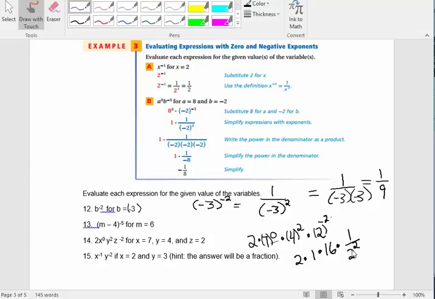All right, let's simplify what we would have in the top. 2 times 1 times 16 would be 32 times 1/4. And 32 times 1/4 is, what's 1/4 of 32? It would be 8. And so that all simplifies to 8.